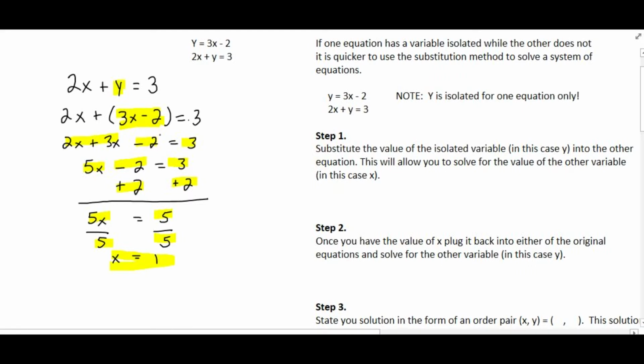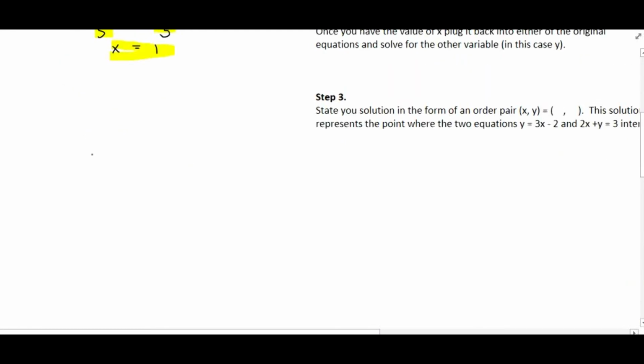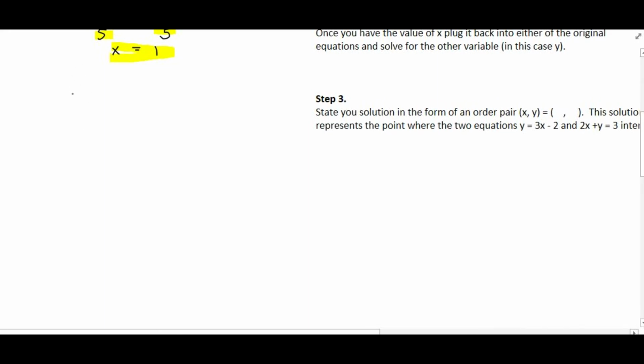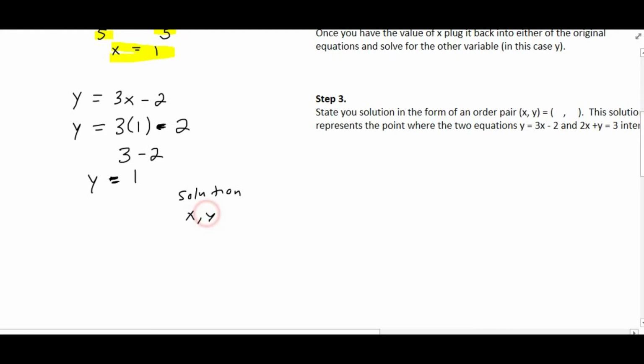Now that I know x is equal to 1, I must use the value of x to find the value of y. I substitute it into one of my original equations. I use the one where y is already solved for, and I substitute in for x, replacing it with the value of 1. I have 3 times 1 minus 2, which would give me 3 minus 2, and therefore y is equal to 1. Now I have the values of my ordered pair, the coordinates. So the solution, x comma y, will be equal to 1 comma 1.